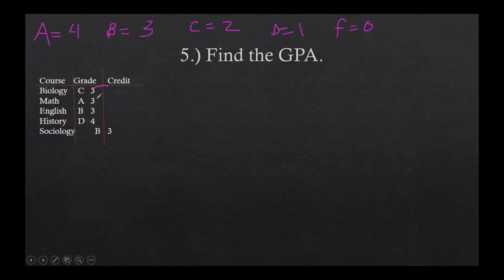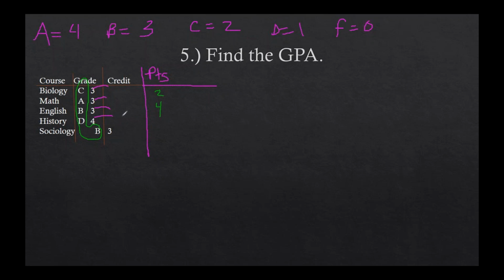So these credits should all be in the next column over, okay? So the first thing that you have to do is figure out how many points you earned. So you look at your grades. Let me change color for effect. You look at these grades that you earned, and you say, okay, how many points did I earn for each of those? So remember, a C is worth 2 points. So for biology, I got 2 points.